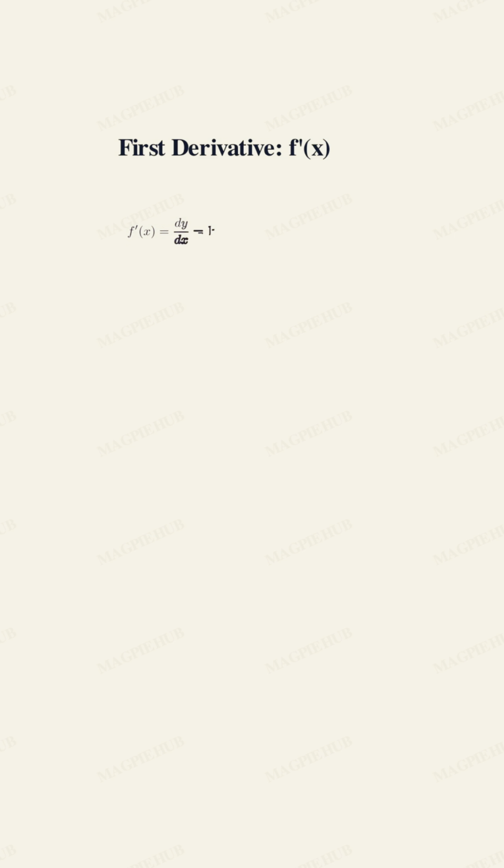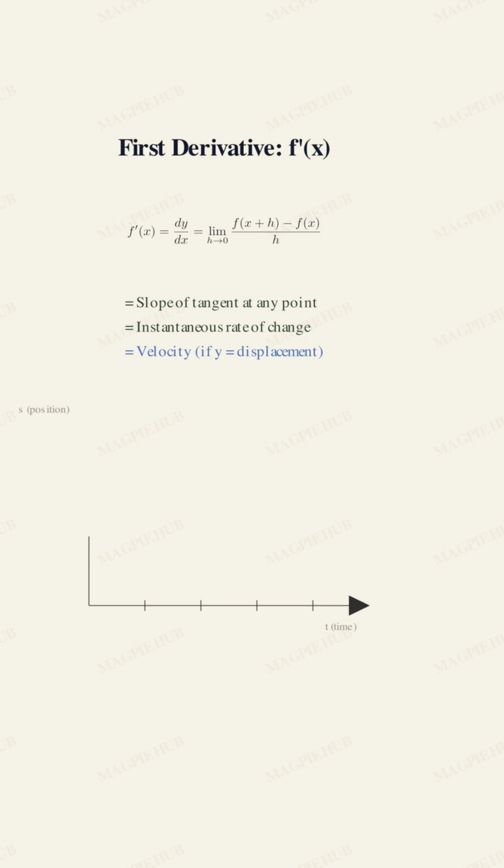Quick recap of the first derivative. f'(x) equals the limit of [f(x+h) − f(x)] over h as h approaches 0. It gives the slope of the tangent line at any point, the instantaneous rate of change, and in physics, the velocity when y represents displacement.